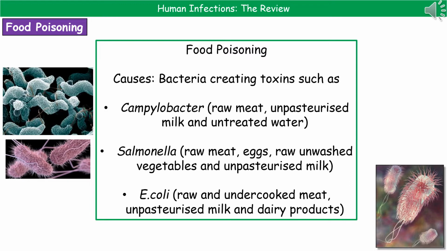So three good examples of these bacteria: Campylobacter, which we'll find in raw meat, unpasteurized milk and untreated water; Salmonella in raw meat, eggs, raw unwashed vegetables and unpasteurized milk; and E. coli, which is in raw and undercooked meat, unpasteurized milk and dairy products.